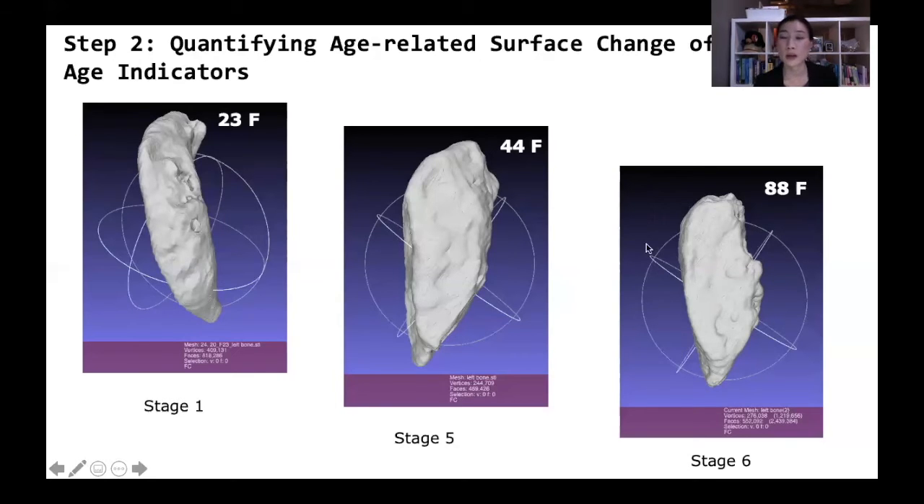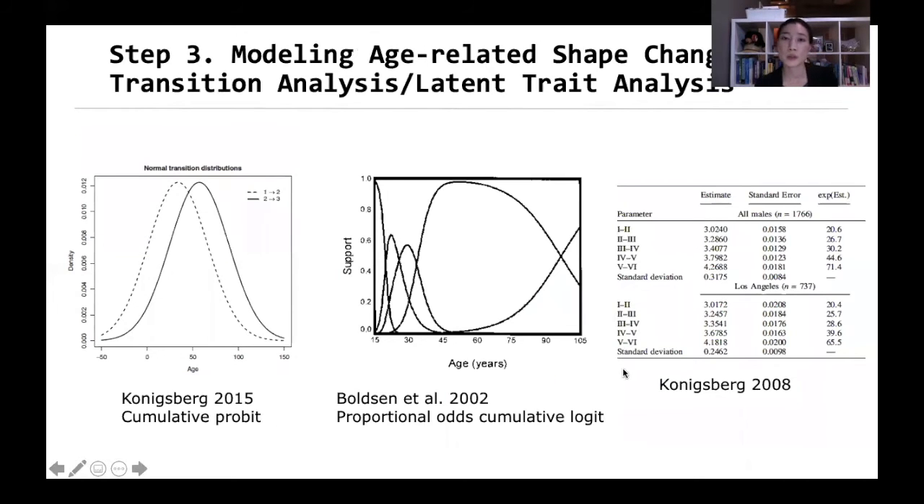So then at this point, I would confidently assign this pubic symphysis to stage 6. Based on this ordinal categorical score, we have been using transition analysis, or more specifically cumulative probit regression analysis. This part of the analysis essentially tells us the speed of aging for the Korean population.